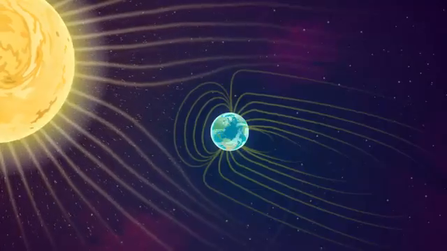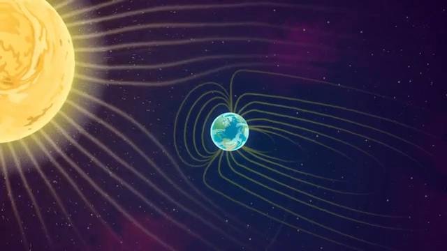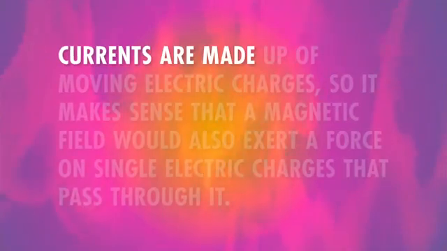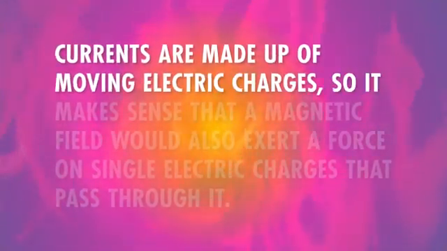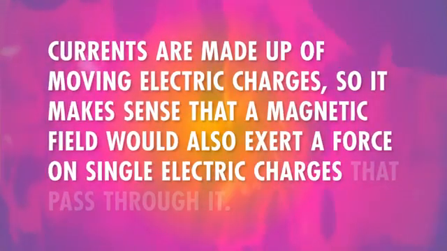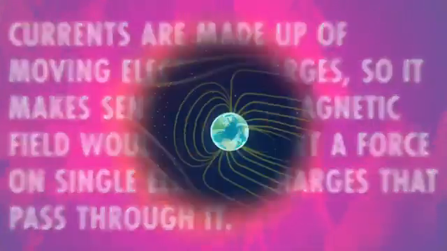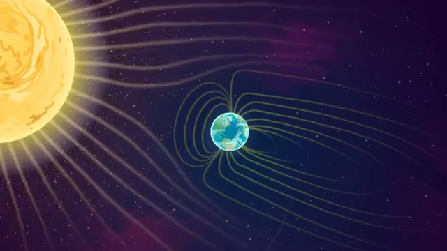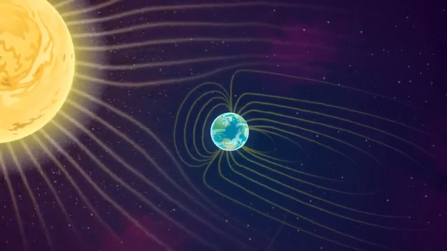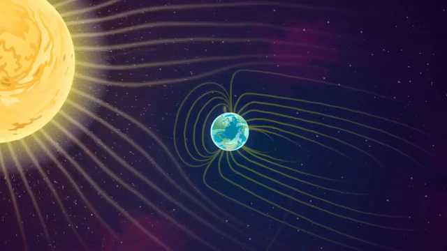The sun is constantly shooting radiation towards Earth in the form of charged particles. But luckily for us, Earth has a magnetic field. Currents are made up of moving electric charges, so it makes sense that a magnetic field would also exert a force on single electric charges that pass through it. And this is exactly what the Earth's magnetic field does to the charged particles coming from the sun. It deflects them, sending them spiraling away and protecting us from the worst of the radiation.